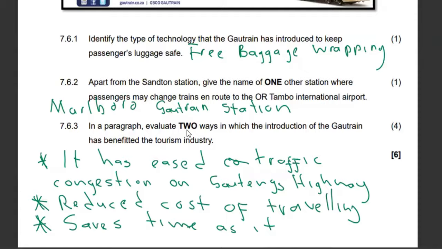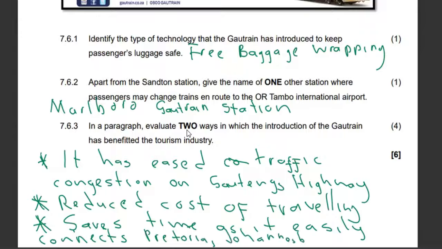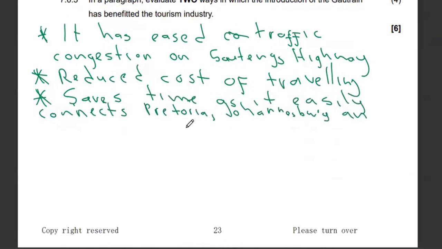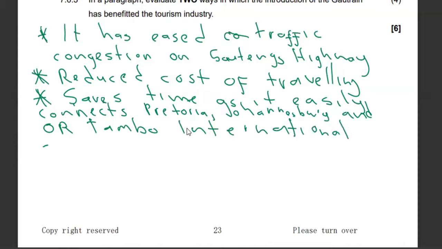Then in addition to that, it also saves time, as it easily connects Pretoria, Johannesburg, and OR Tambo, which is Kempton Park. So it easily connects those three cities or those three places. So that is the advantage.